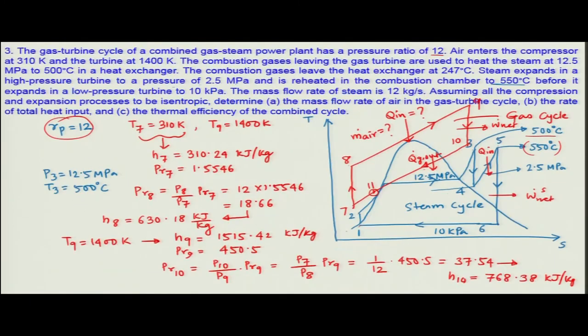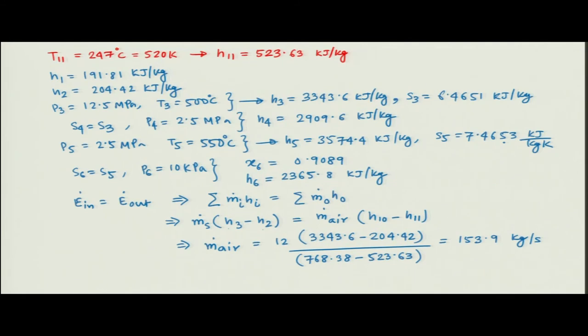Next part of the question is the rate of total heat input. The heat is added during 8 to 9 and 4 to 5. So we can calculate q dot in as q dot air plus q dot reheat. Q dot air is basically m dot air times (h9 minus h8), and this is m dot reheat times (h5 minus h4).